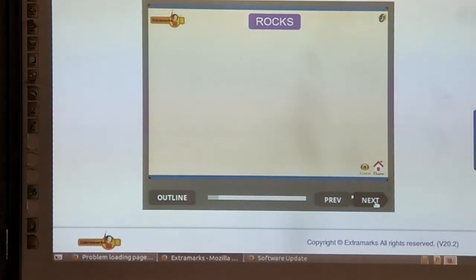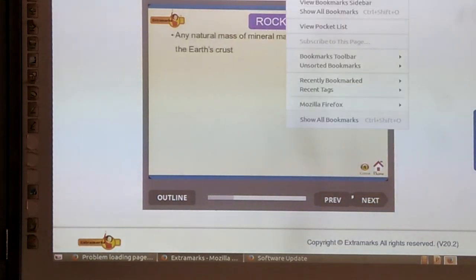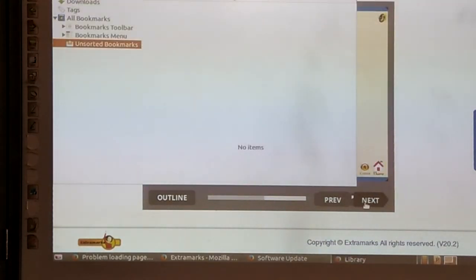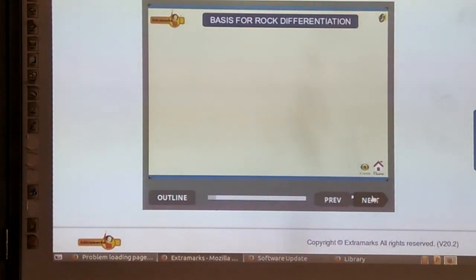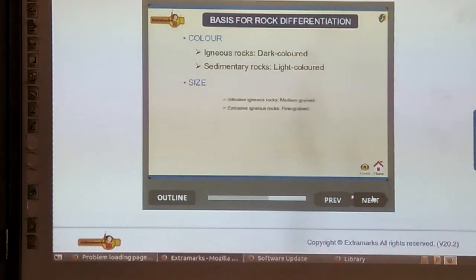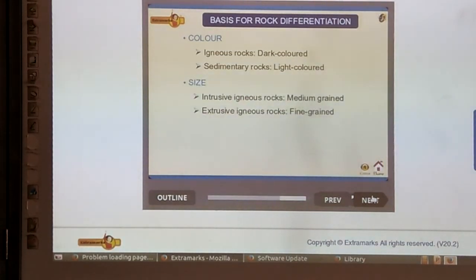Time for us to learn more about the rocks. Any natural mass of mineral matter that makes up the crust of the Earth is called rock. Rocks can be hard. There are certain bases for differentiating between rocks. The bases of rock differentiation are: color, igneous rocks dark colored, sedimentary rocks light colored; size, intrusive igneous rocks medium grained, extrusive igneous rocks fine grained; texture, igneous rocks rough, sedimentary rocks smooth.